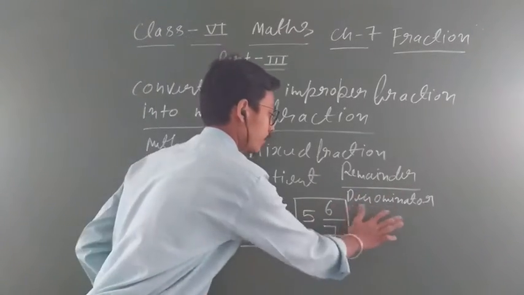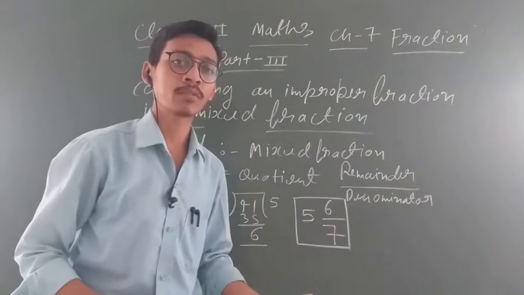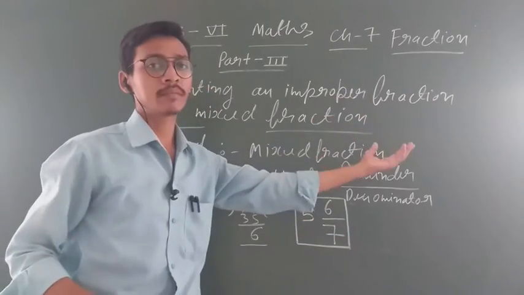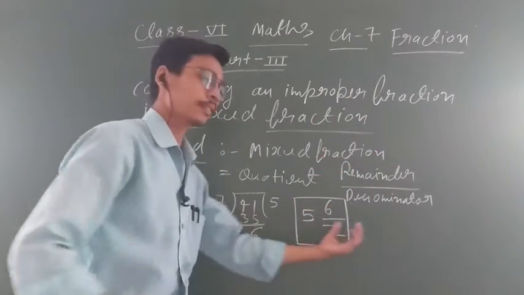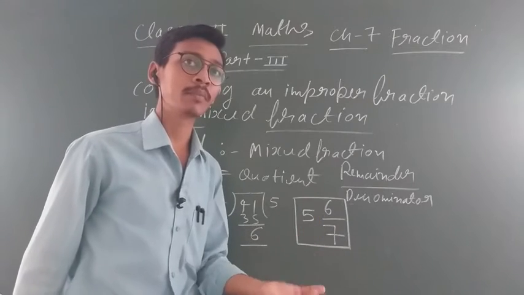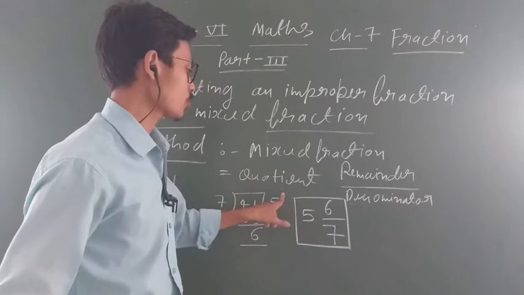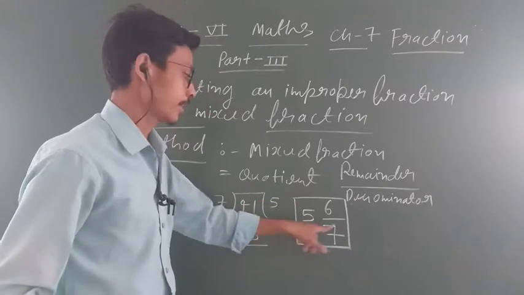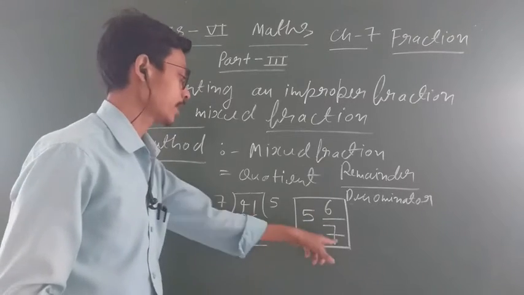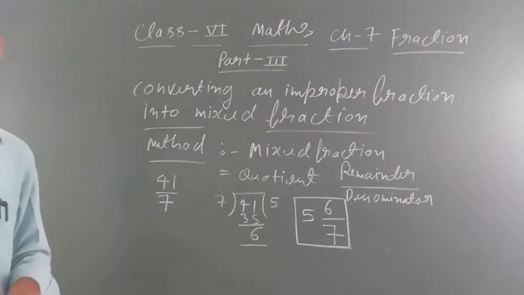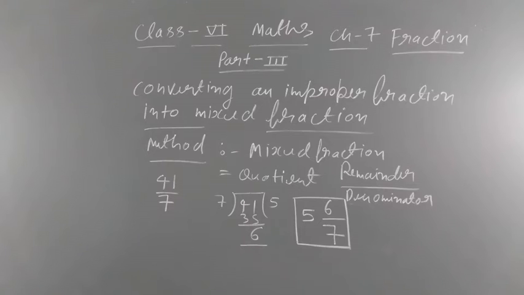There is no need to write it again and again. I have written it here to show why it comes and what the reason behind it is. In many places you will see it written directly, but how does it come? This is the actual way. First you write down the quotient, which is 5, the remainder is 6, and the denominator is 7. So this is about how to convert into a mixed fraction.